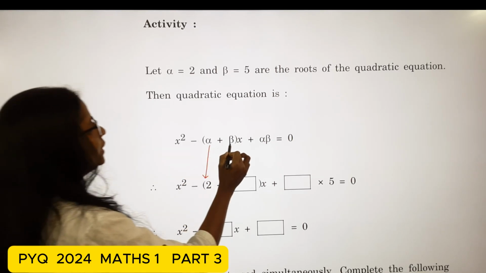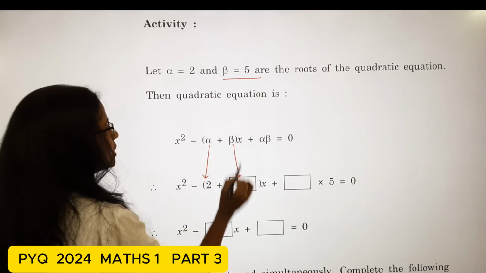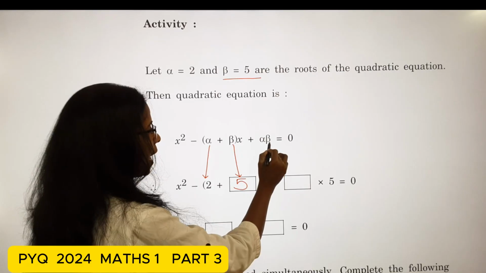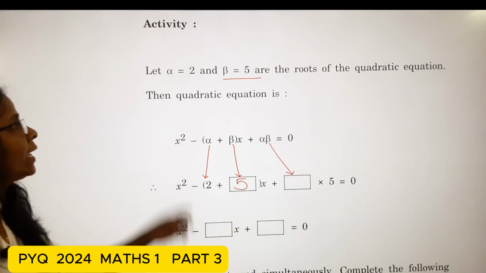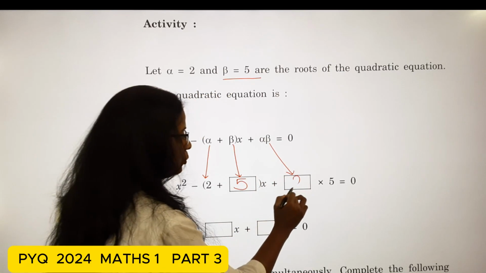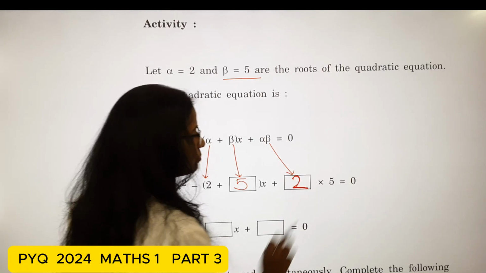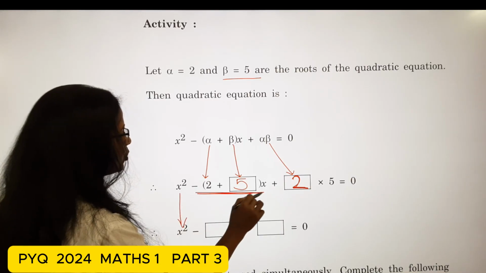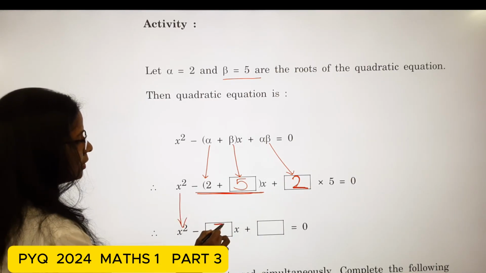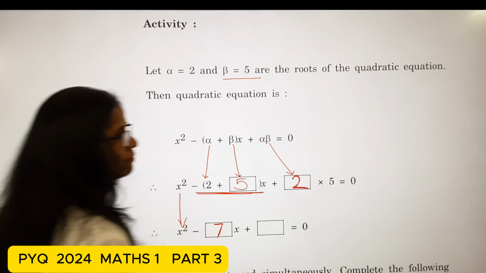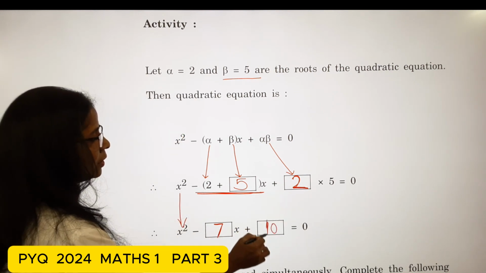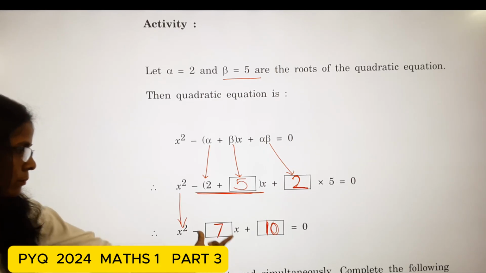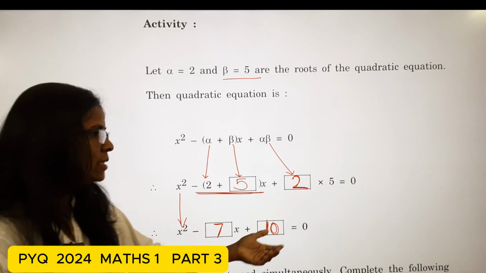Okay, then beta, here put the beta as 5. So here I put the 5. Then plus multiply x plus alpha into beta. Alpha into beta, that means 2 multiply 5, which is equal to 10. So x square as it is, and then the answer of 2 plus 5 means here 7. And here plus 2 multiply 5, that means here 10, which is equal to 0. So here we form the quadratic equation x square minus 7x plus 10 is equal to 0.